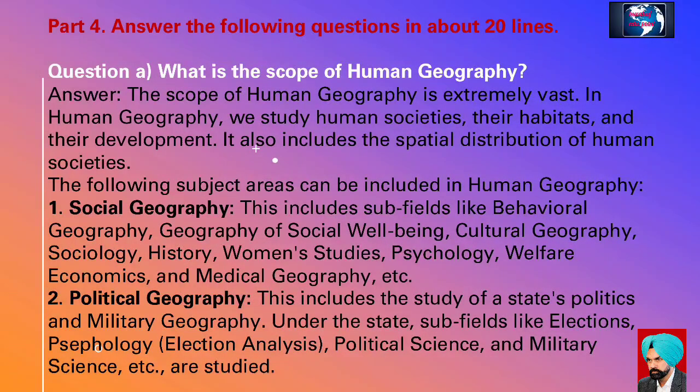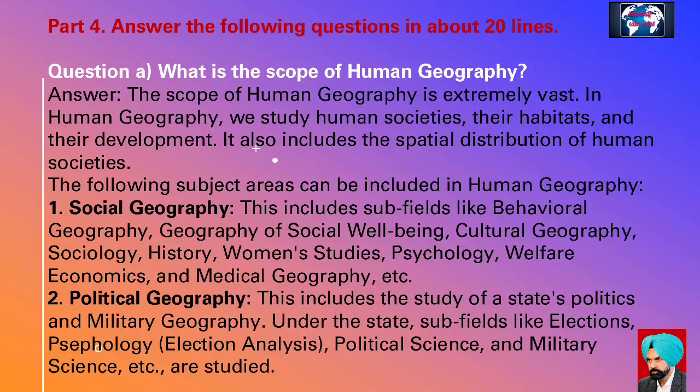Part 4. Answer the following questions in about 20 lines. Question A. What is the scope of human geography? Answer. The scope of human geography is extremely vast. In human geography, we study human societies, their habitats, and their development. It also includes the spatial distribution of human societies. The following subject areas can be included in human geography.